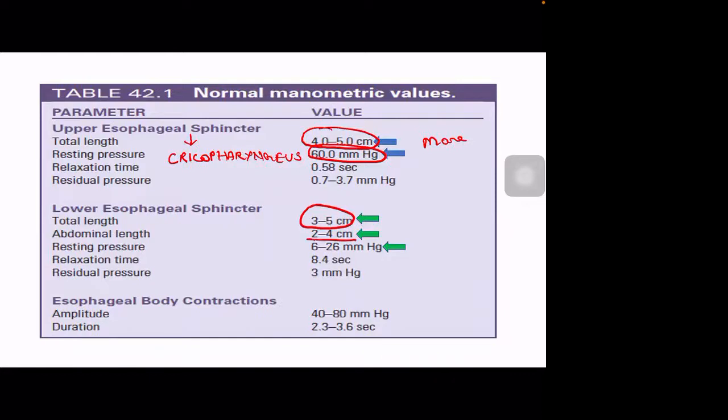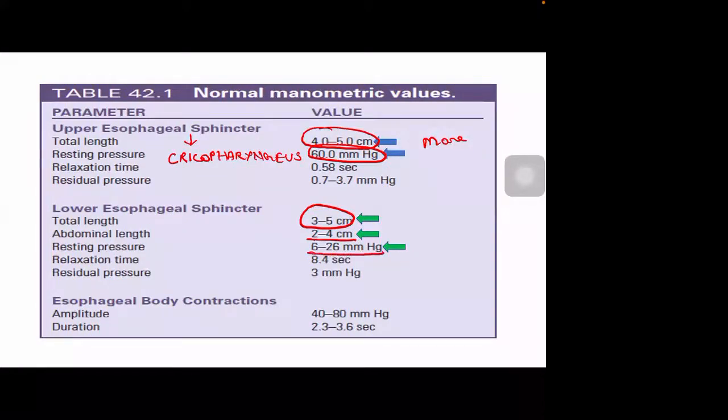How much of this lower esophageal sphincter is present intra-abdominal? Because the more it is intra-abdominal, the more will be the positive intra-abdominal pressure acting on the lower part of the esophagus and helping in the sphincter effect. So it should be at least 2 to 4 centimeter. If it is less than 1 centimeter, it will be a defective lower esophageal sphincter, resulting in gastroesophageal reflux.